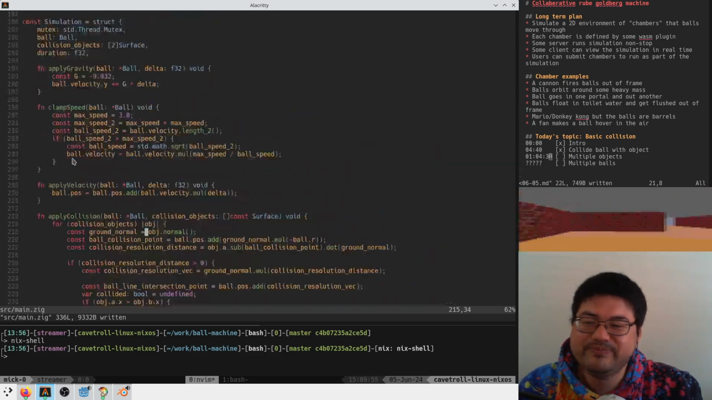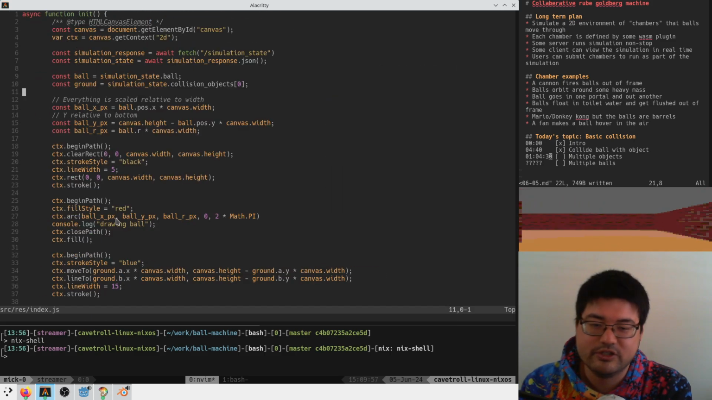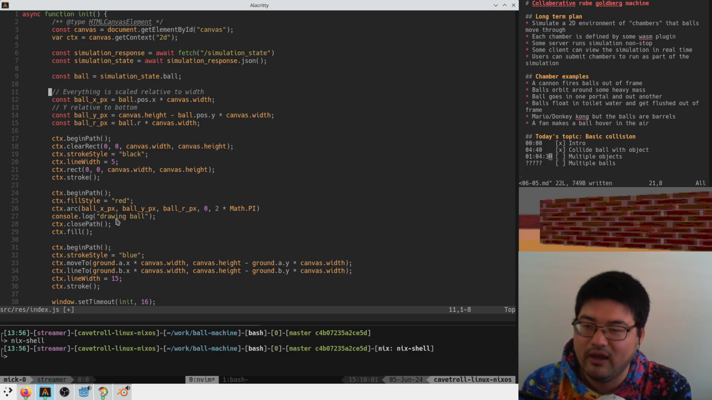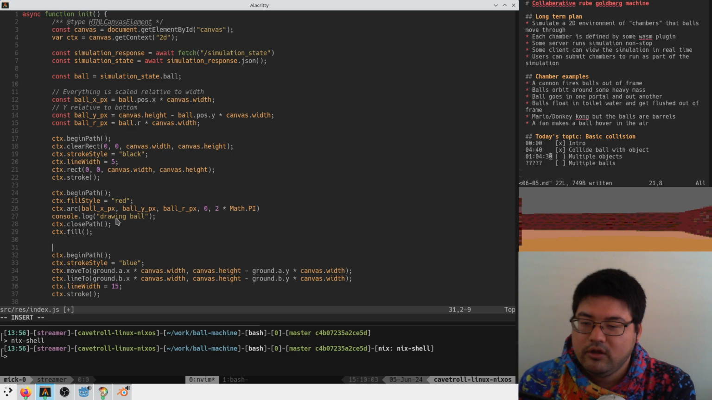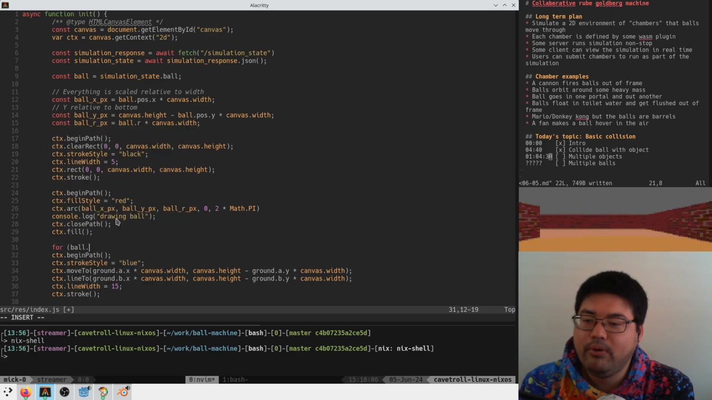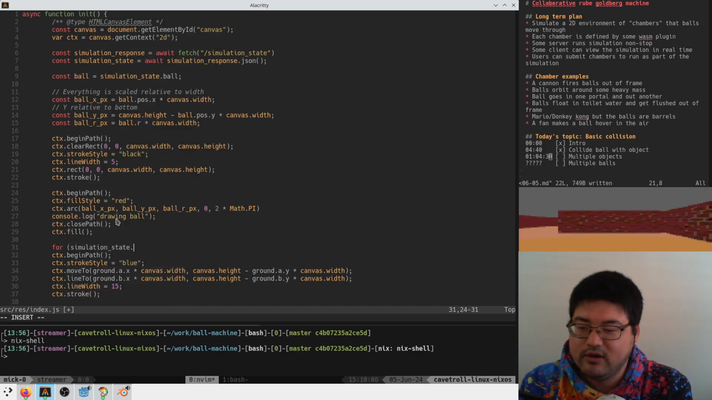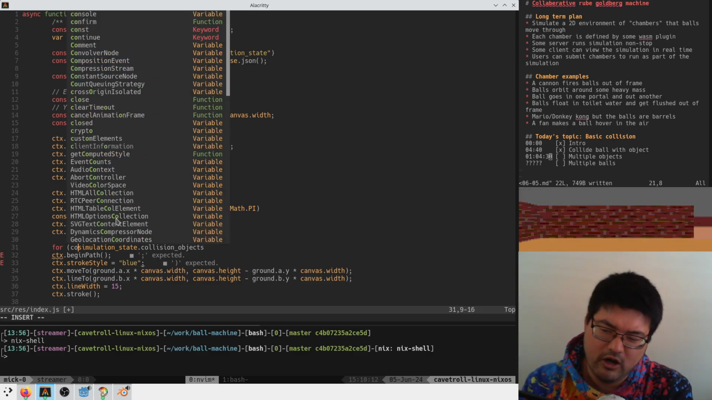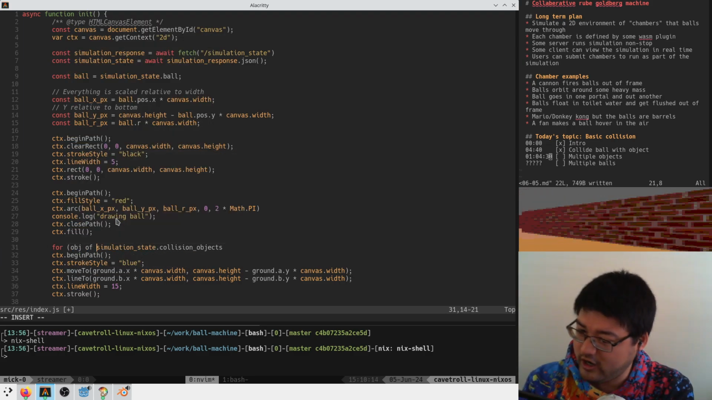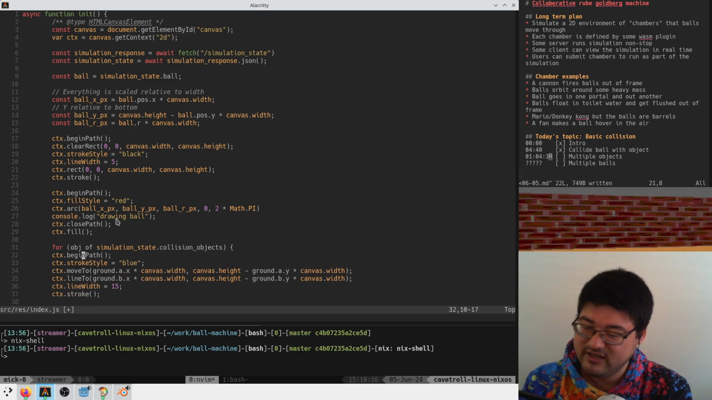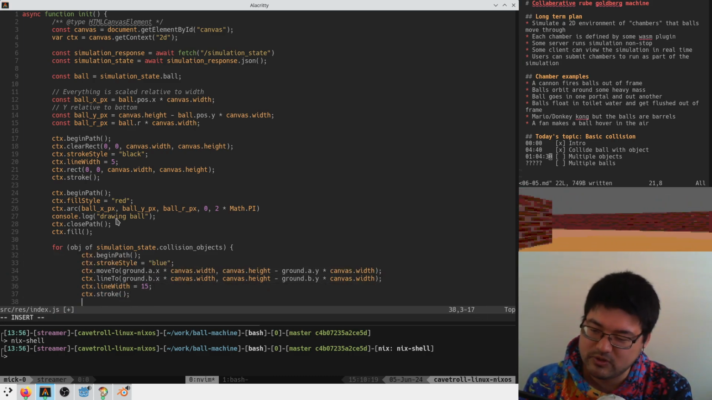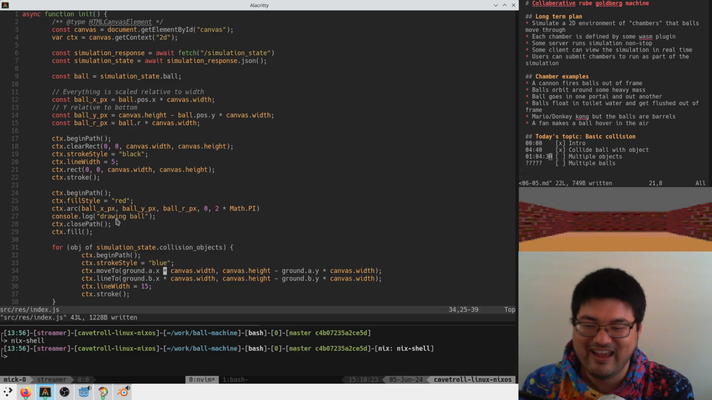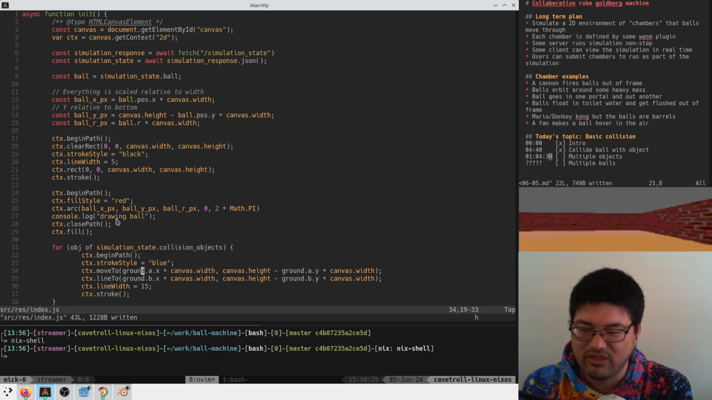You know. Okay. So in our index JavaScript, now we just go over, we don't have this ground thing. We have here for simulation state collision objects, and then it's probably obj of, not in, would be my guess. I can never remember the difference between the two, but I just know that one of them works and one of them doesn't. And then here we replace all references to ground with obj.